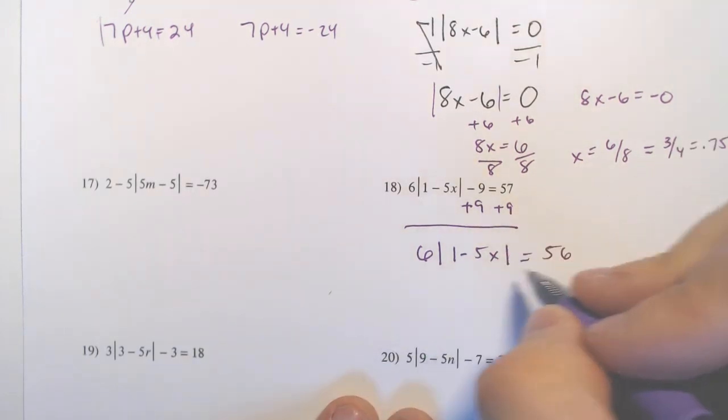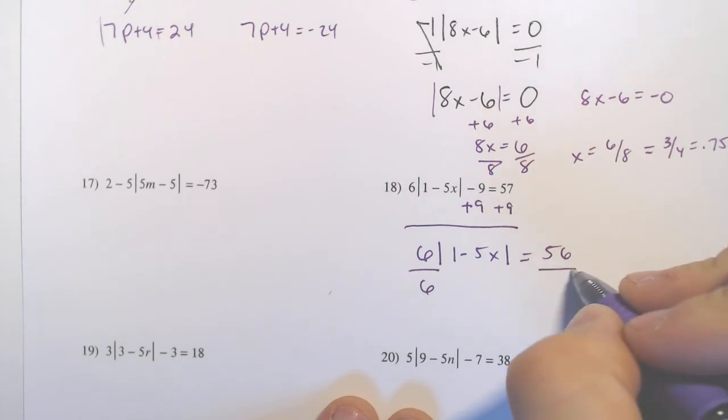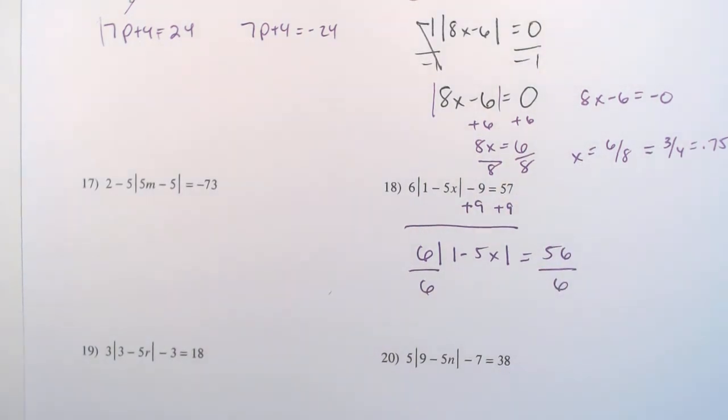Divide by 6. 56 divided by 6 is a number. I'm hoping it works out. Wait, 56 divided by 6. It's been a long day. It doesn't work out. I was worried. I thought it would.